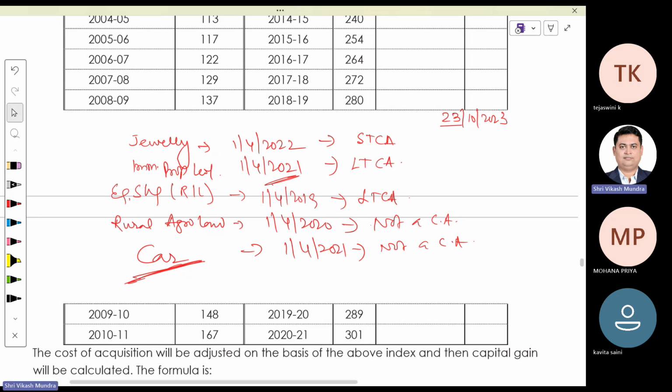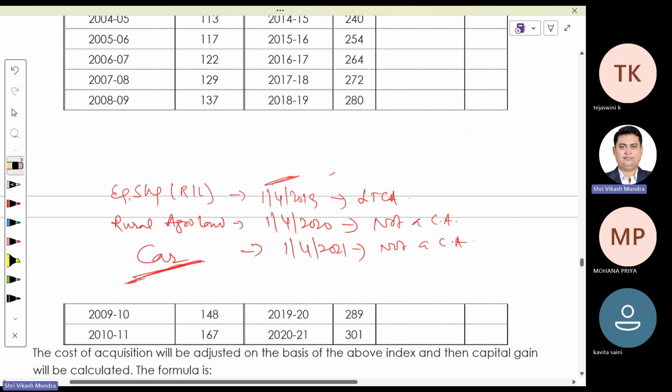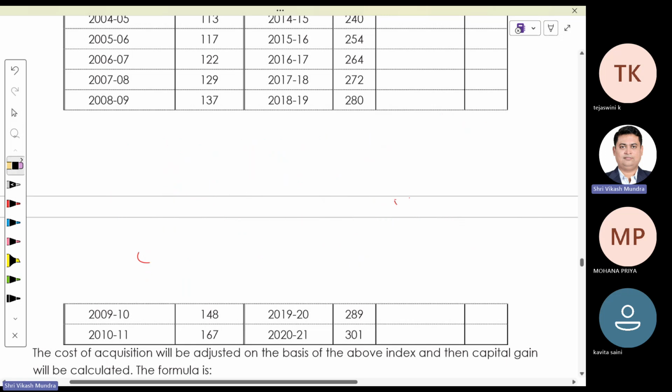Now we know what we mean by capital assets. How to determine whether a capital asset is long term or short term? Any doubt, any question till now? Calculation: how to compute my capital gain.